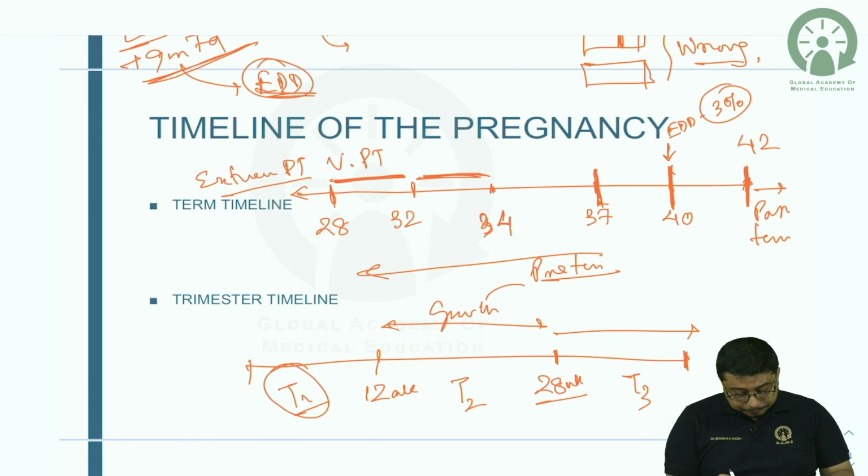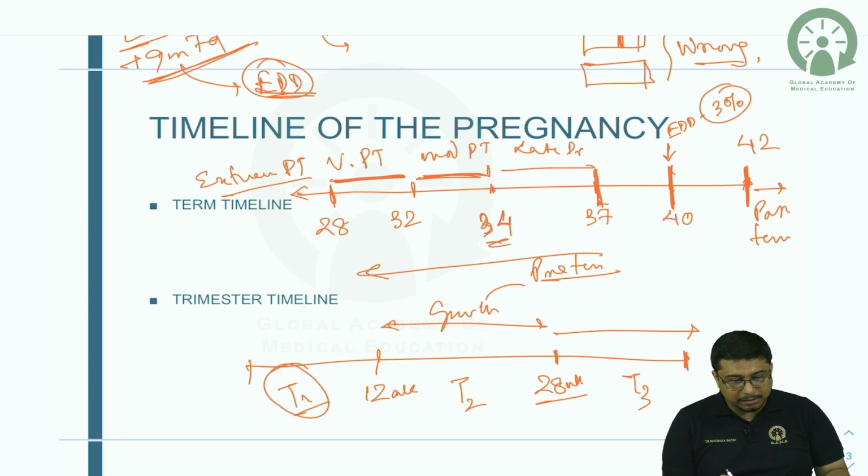So 32 to 34 is known as moderate preterm, and 34 to 37 is known as late preterm. Why so? Because at 34 weeks the lung is usually overall mature, and 37 is the point where lung maturity is complete. That's where the term comes. So 37 to 40.